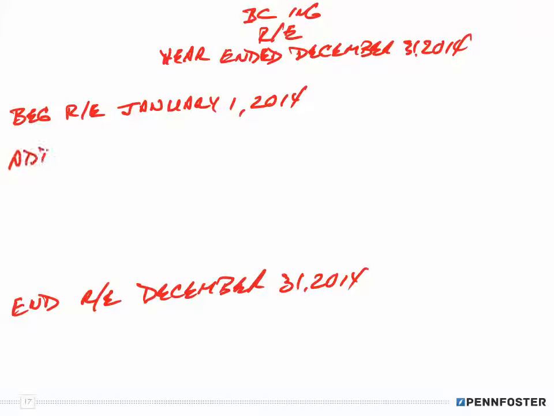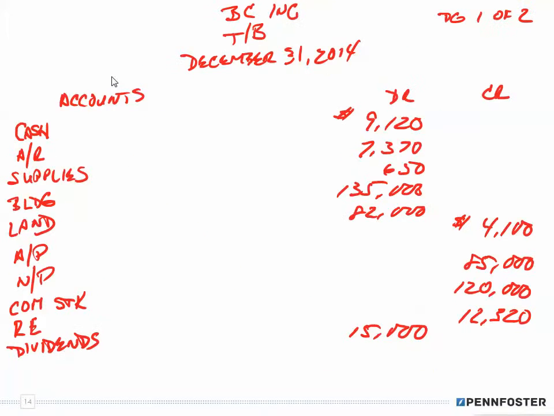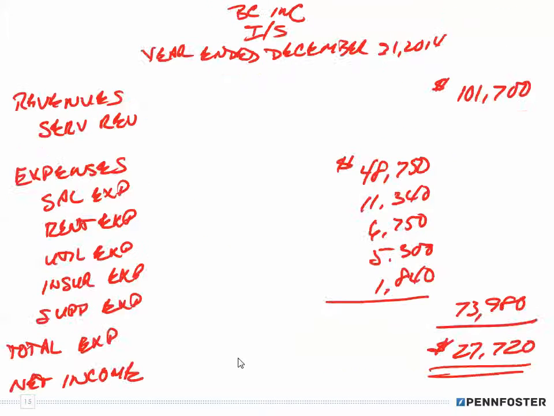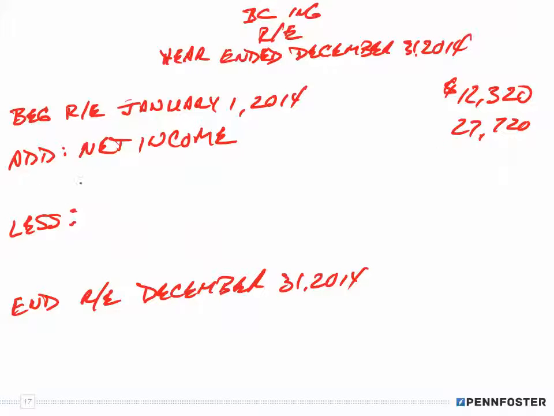Okay. Now, we're going to add something, and then we're also going to have less something. But before I go there, I am going to look to see the amount of my beginning retained earnings. So when I come back up to my trial balance, I can see that it was $12,320, right? And remember, the instructions here said the retained earnings balance of $12,320 is the beginning balance for the year. It has not been updated for the current year's net income. So our beginning amount is $12,320, and then we're going to add in our net income. And our net income was $27,720.